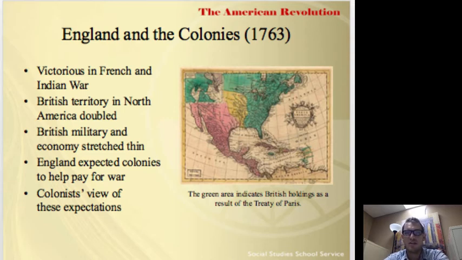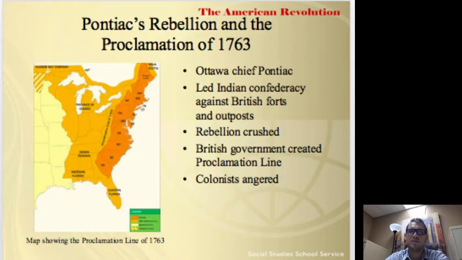So the colonists, their view was a little bit different. Not only were the taxes too high, but they felt like the taxes were unfair, and so they began to take up arms. Let's talk about some of the rebellions: Pontiac's Rebellion and the Proclamation of 1763.